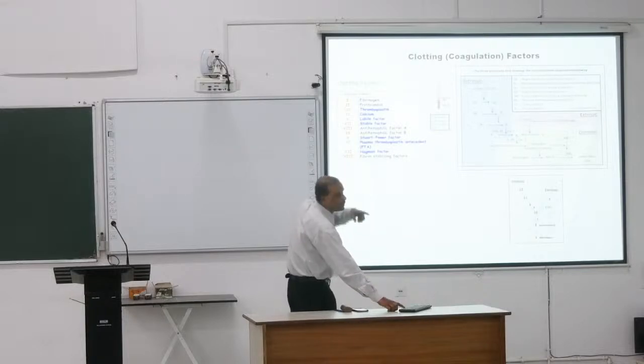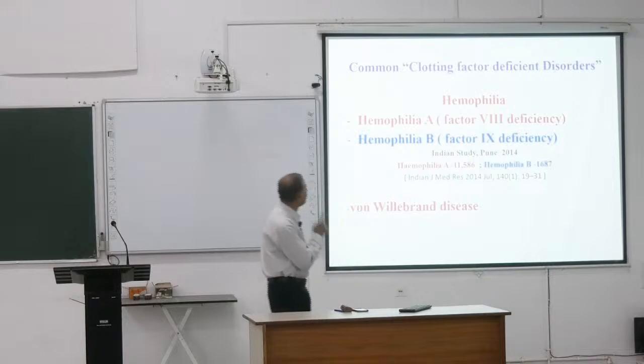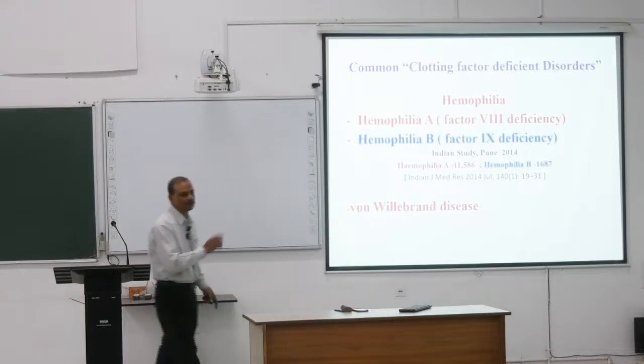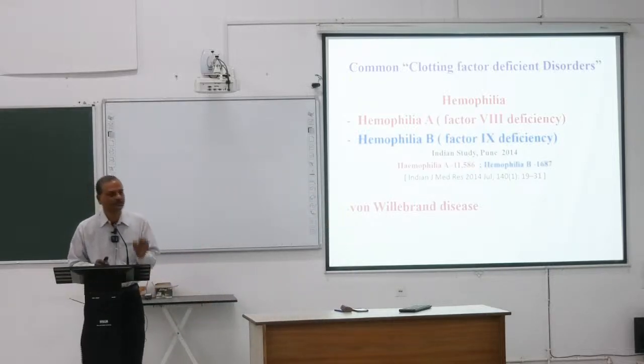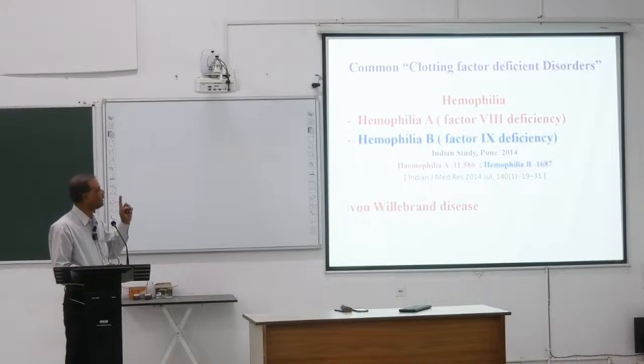So clotting, we have been told in the physiology class. I am not going into the detail. Common clotting factor deficiency disease, the commonest disease which you will see is hemophilia. Hemophilia A, that is due to factor 8 deficiency. Hemophilia B, that is due to factor 9 deficiency.